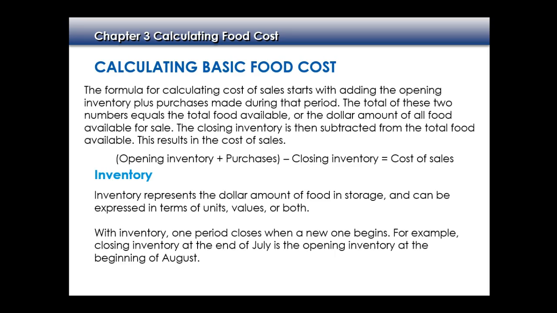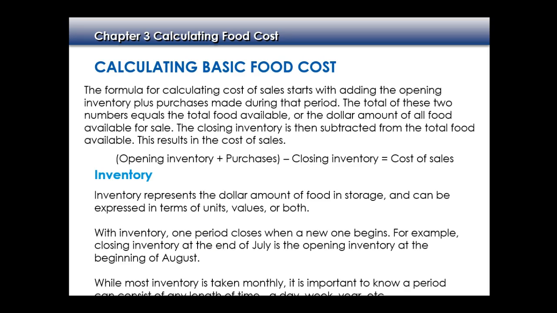So with inventory, when one period closes, it automatically starts the new one. For example, when you count your closing inventory of July, that automatically becomes your beginning inventory for August. Oh, that doesn't quite show up. All right, while most inventory is taken monthly, it's also good to know that a period can consist of any length of time: a day, a week, a year.